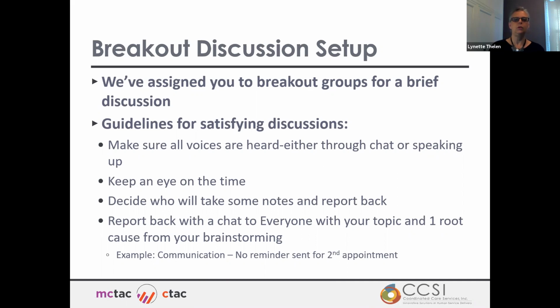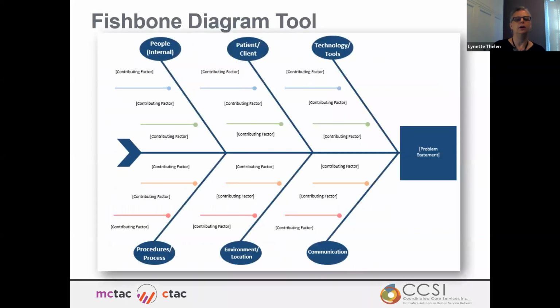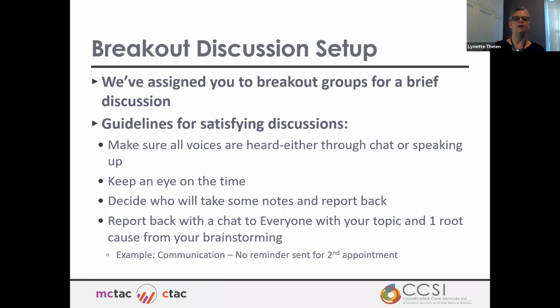So we're going to have whoever's reporting back just type in your topic, which is the topic that we give you from the Fishbone diagram, like communication is one, and then just one root cause that you've brainstormed that you want to share. You'll probably brainstorm a lot more, but we're going to just ask you to put one in the chat for us.